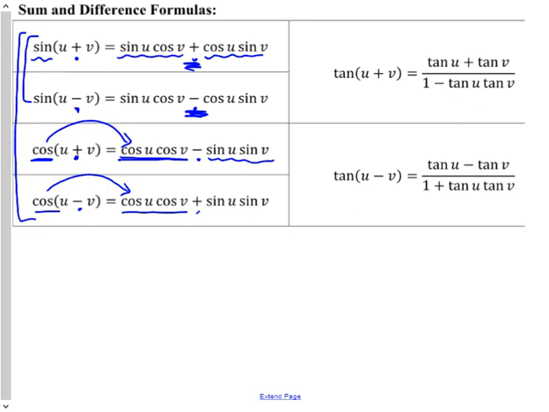Tangent we'll only use on one problem today, so that's going to be one where we use it on a case by case basis. But basically, our numerator gets the sign that's between the two arguments.